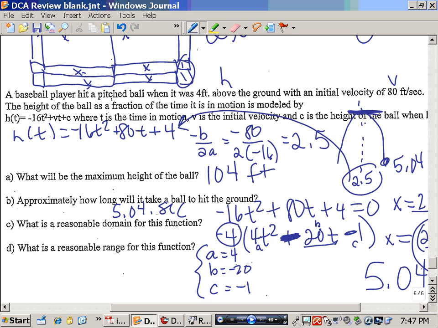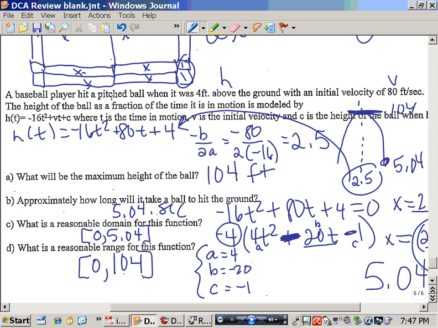All right, so this time here is 5.04. The height of the ball here is 104. So my domain is going to go from 0 to 5.04 seconds. That's the amount of time. My range is going to go from 0 to the highest point, which is 104. All right, we finally finished this problem.